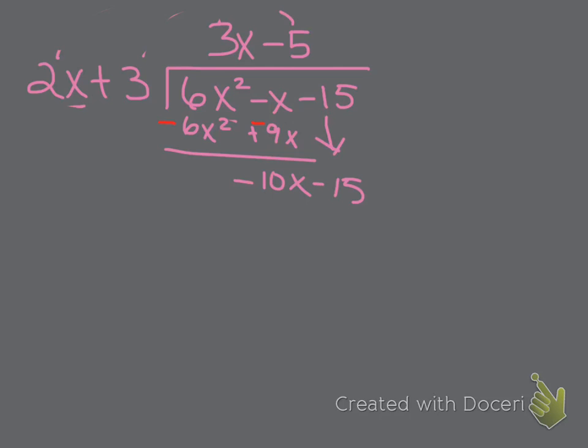So I'm going to distribute that. That's going to become negative 15. This is going to become negative 10x. And as you notice, when I'm subtracting, we'll be adding the opposite because we change it, and that'll cancel out, and we'll have a remainder of 0. This is the factor.